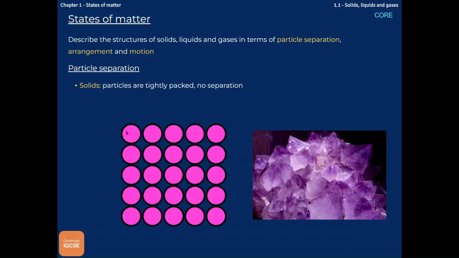They're not moving around. They're not separate. You can see this in something like a crystal, right? Certain materials will form certain patterns, and when you get crystals growing in the earth, depending on what material it is, you can get different shapes or different patterns of tightly packed particles.